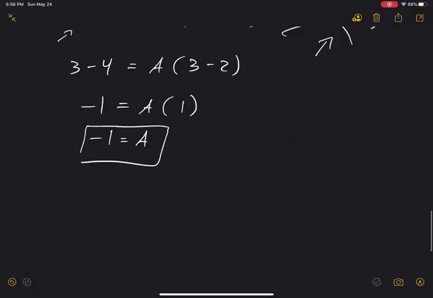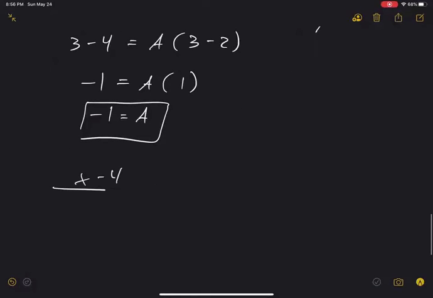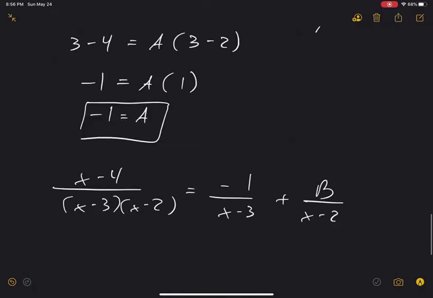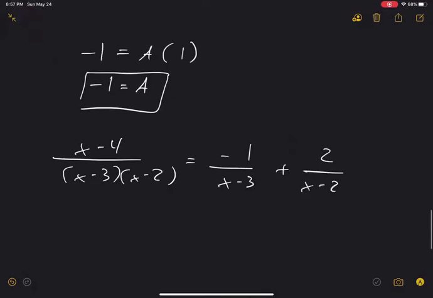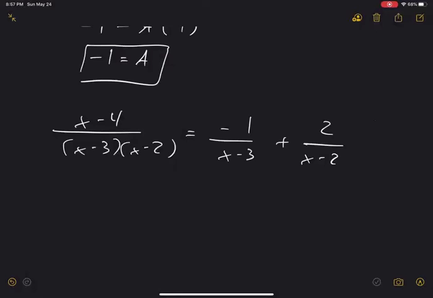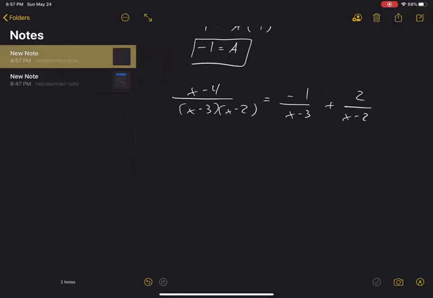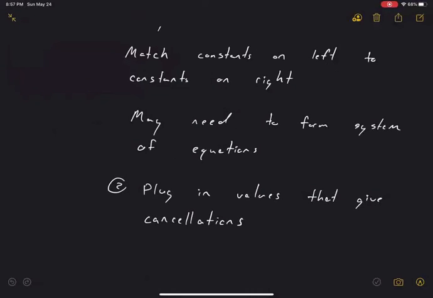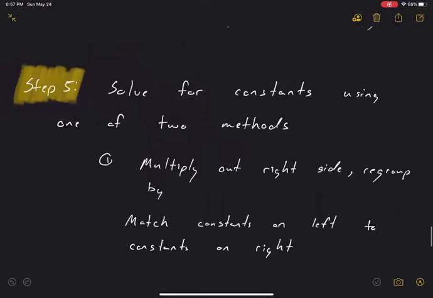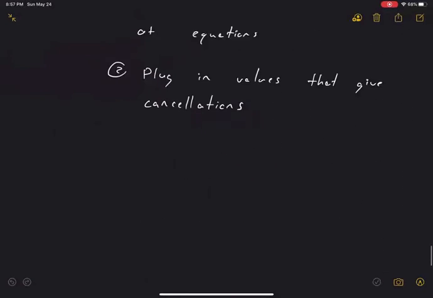So now I know x minus 4 over x minus 3 times x minus 2 equals negative 1 over x minus 3 plus b over x minus 2. Yep, plus 2. So that's another way to solve for a and b. What do I do once I've solved for a and b? That kind of takes us through step 5. Now what do I do?